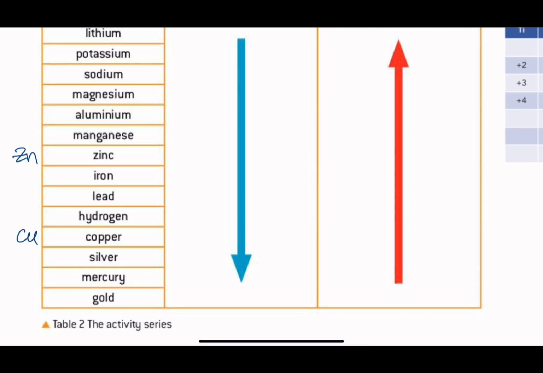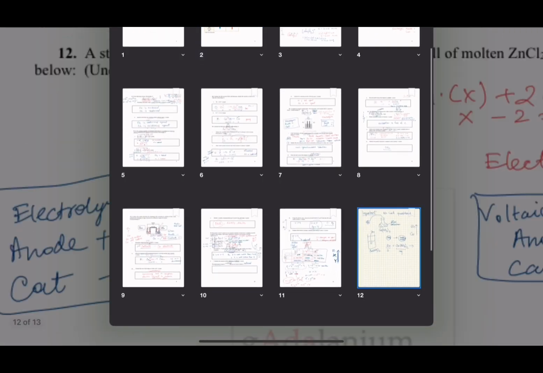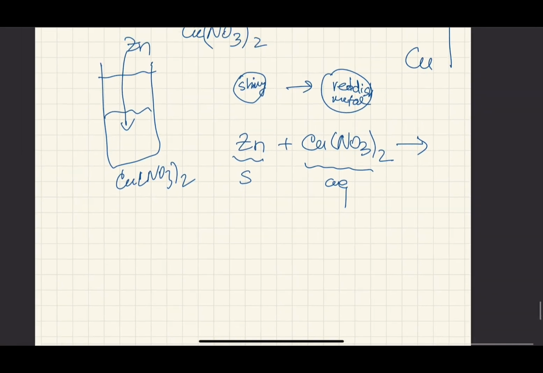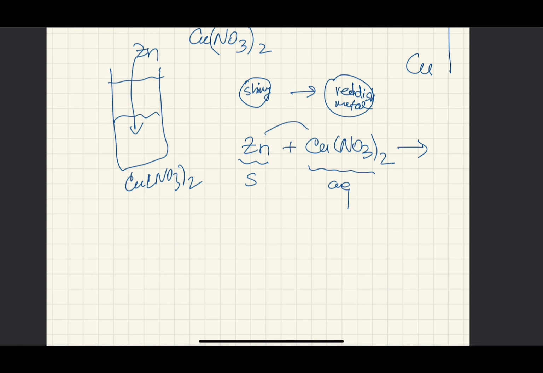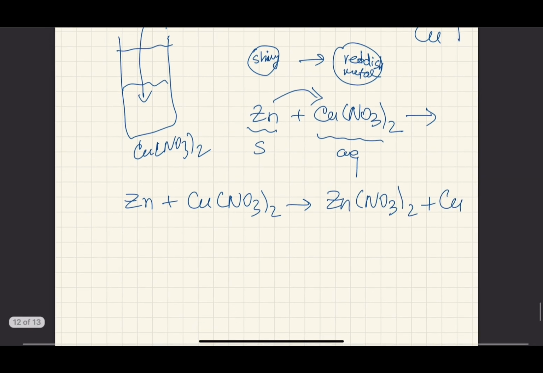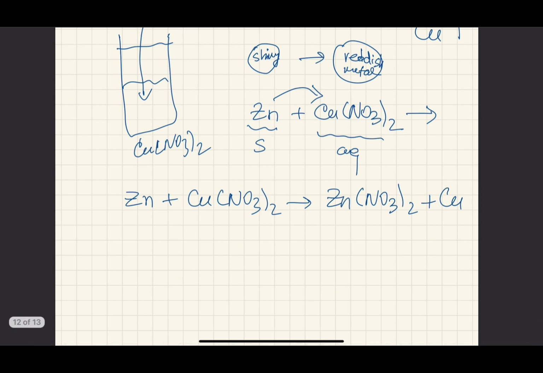So zinc will oxidize while copper will reduce. Or we could say it kicked it out, metaphorically. So I'm writing the reaction over here. Zinc kicked them out. Zinc became Zn(NO3)2, and then copper. Okay, this is my reaction.